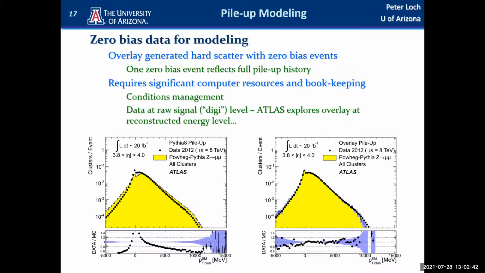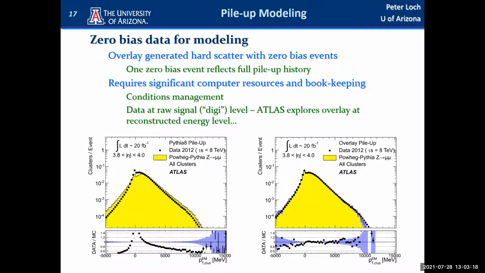The plots below show how much problems we have with the generated pileup and how well zero bias overlay can work. On the left, you see a distribution of the cluster transverse momentum in the forward region of the ATLAS experiment, 3.8 to 4.0. This is a very inclusive distribution. We just take all the little calorimeter clusters, which are connected groups of cells, and measure the PT, and we put them in this plot.